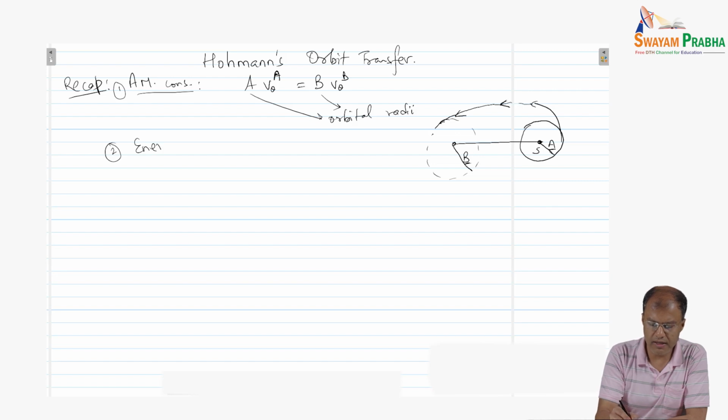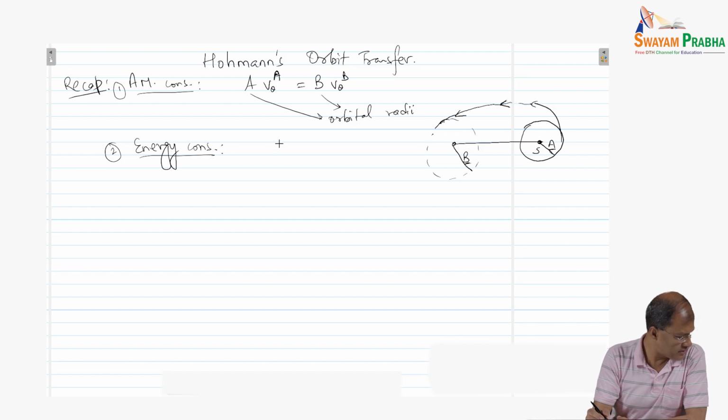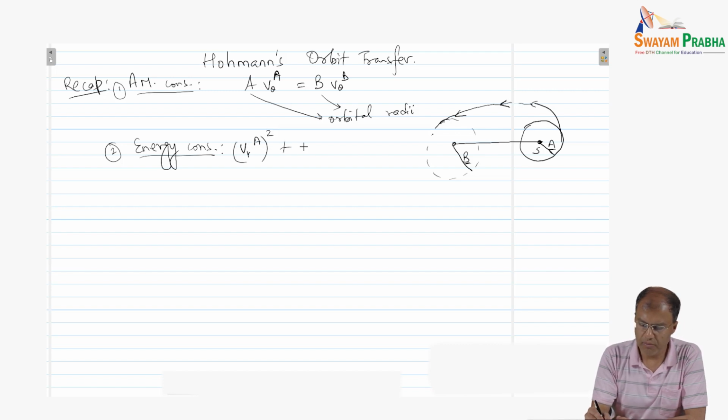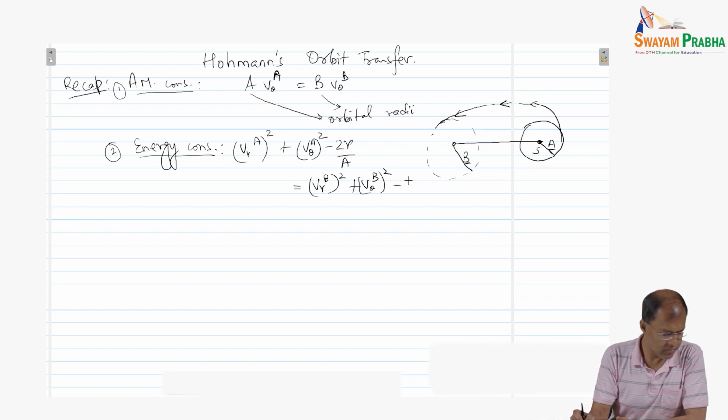And then we have energy conservation. We had the following equation. VR, the radial component of the velocity at the point of launching, plus V theta A minus 2 gamma by A, is equal to VR at B plus V theta at B minus 2 gamma by B.